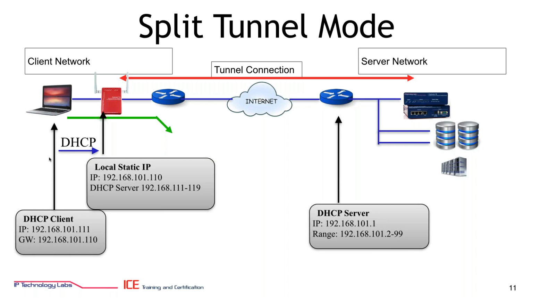In this scenario, we're showing getting a DHCP address from our local IPTL device, and the local IPTL device here is the default gateway for my laptop. So if I want to communicate within the 192.168.101 network, I send my traffic out. If the traffic is going to the head office, it'll go through the tunnel and communicate with the head office. If I want to go to Google or YouTube, that traffic gets sent to my default gateway, which is my local IPTL device, and the traffic gets routed through my local ISP.